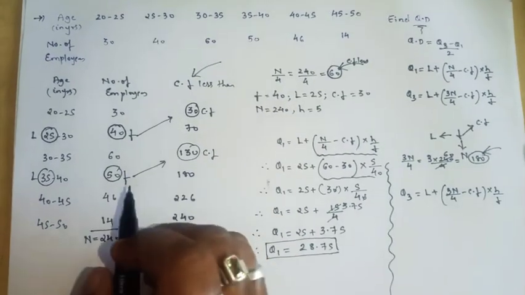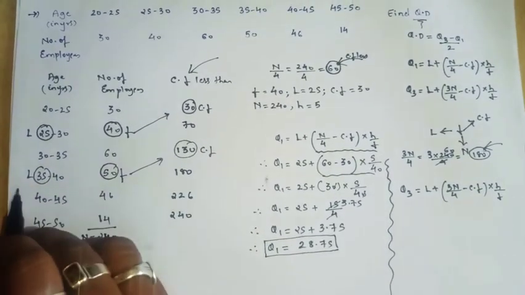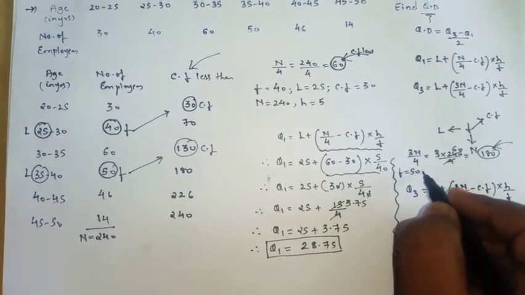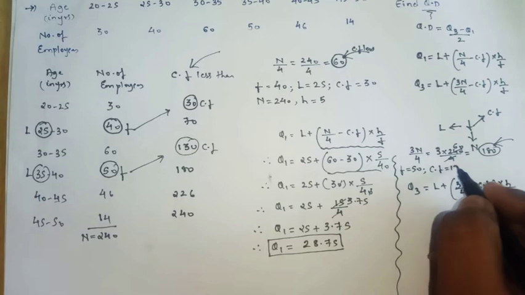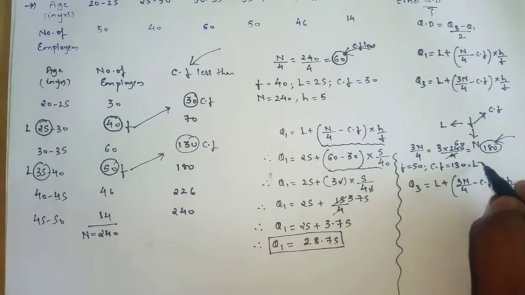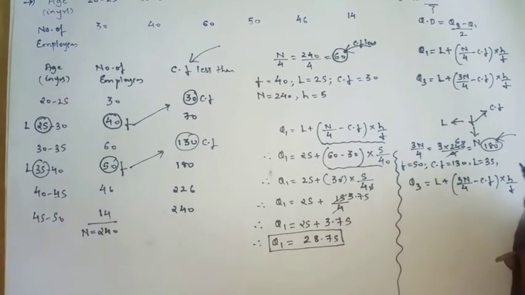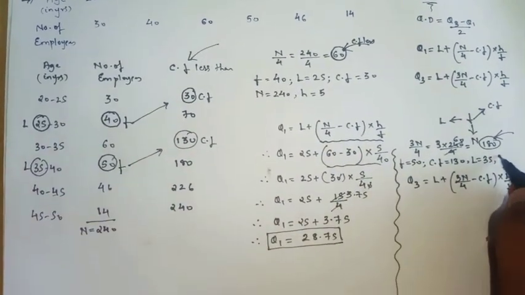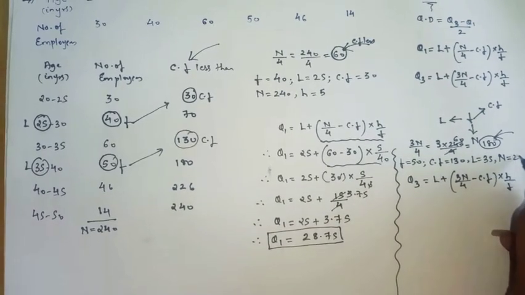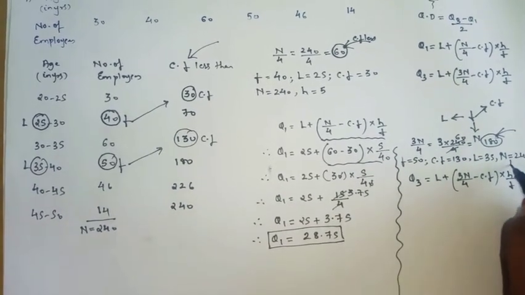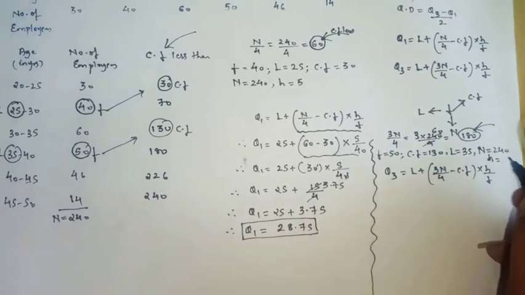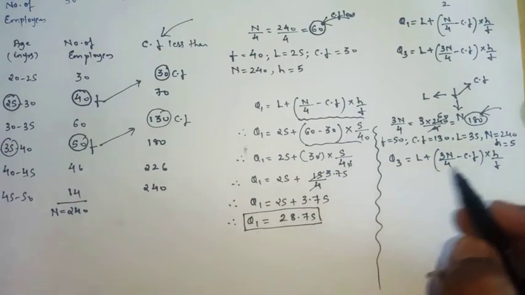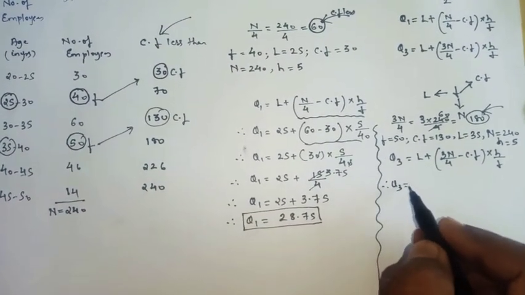Okay, so now after this easily we can find the values of F, L and CF. So here we got the value. So your F is what, 50, CF is what, 130, L is what, 35, and N is what, 240. Okay, so here we required the value of H. Now H will be the same, as clearly we can see that the width of the class here is what, 5.